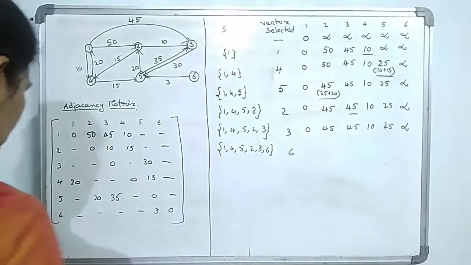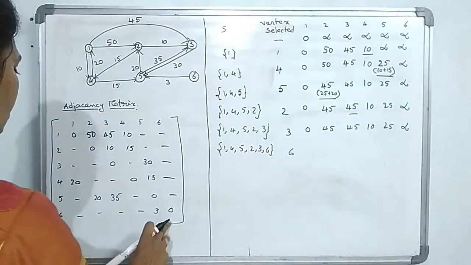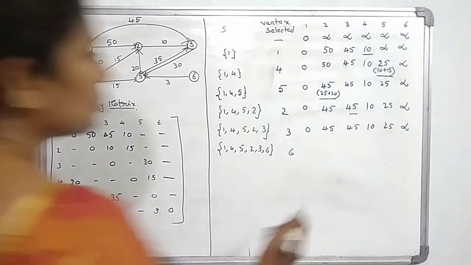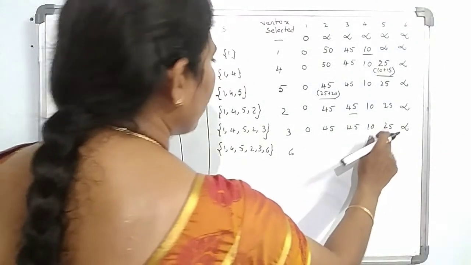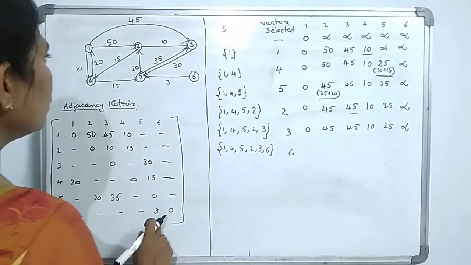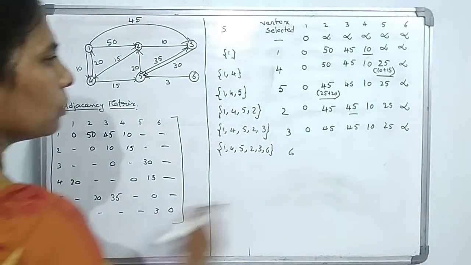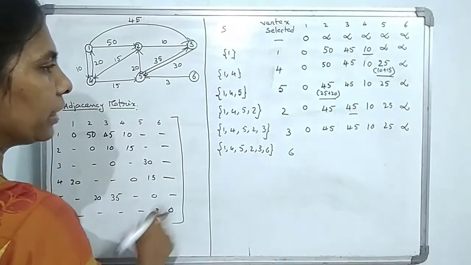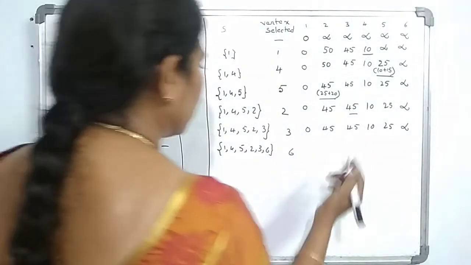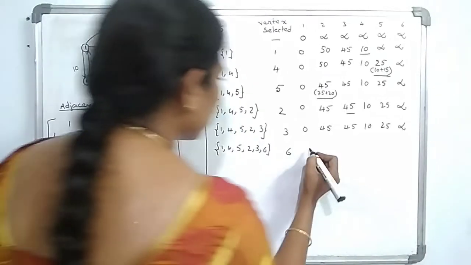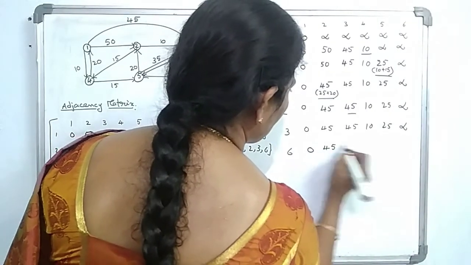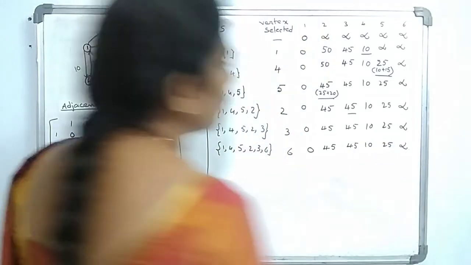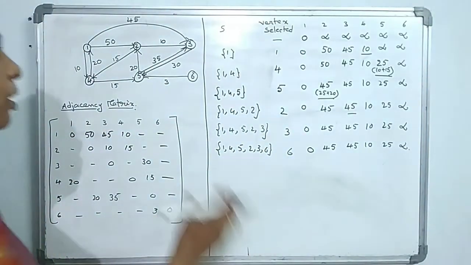If you are selecting the 6, in that case what are the values you are having? In that you are having 6 to 5 only you are having value. So 6 to 5 means in that the 5 value is 25. In that 6 to 5 is 3. In that we are having the maximum value is 45. 45 plus 3, 48. So 25 is less than the 48. So we cannot consider this one. It will give the previous values. So this is the path.